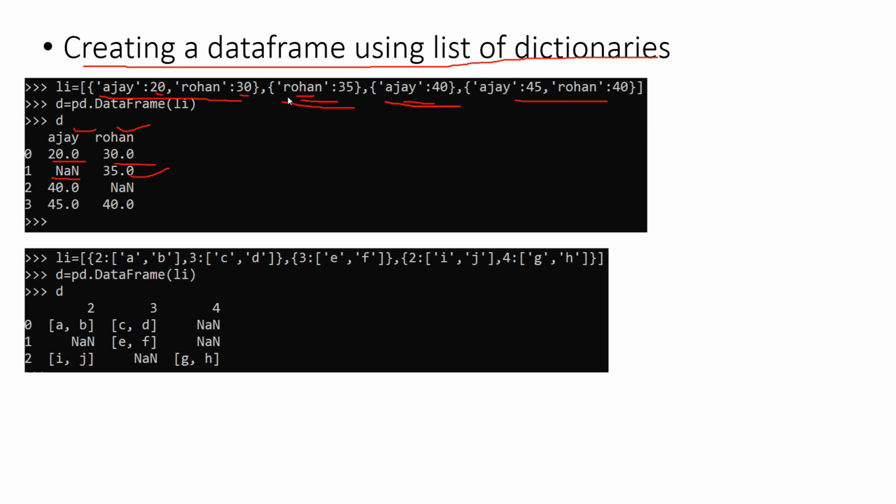for the column Ajay. So it is specifying here Ajay, but there is no value for Rohan. So again it is specifying NaN. And in the last row, it specifies the value for Ajay column and Rohan column both. So it is specifying 45 and 40. I hope you understood this. If you not understood, then please let me know.